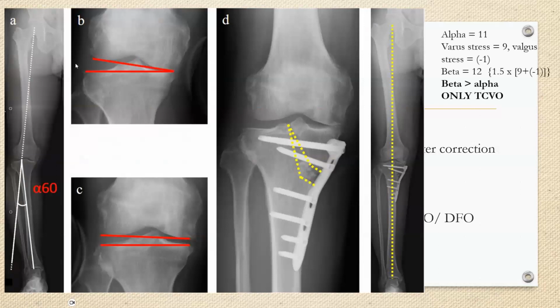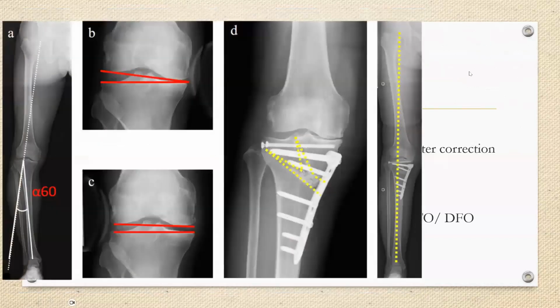As we can see here, this is case number 1. This is the alpha angle drawn and measured. This is a measured correction angle of 11 degrees. This is the varus and the valgus stress JLCA. Varus stress was 9 and the valgus stress is coming back to a valgus position, so -1. So the beta angle is measured as 1.5 times 9 plus -1, so 1.5 times 8, that is 12. So the beta angle is more than the alpha angle. So whatever correction is required can be accommodated by correcting at the intra-articular level. So only TCVO is sufficient for this case.